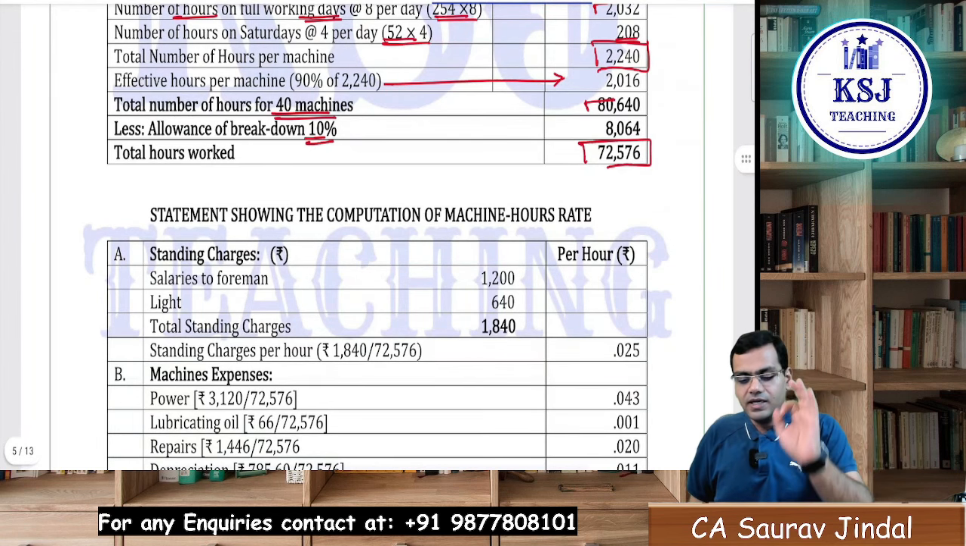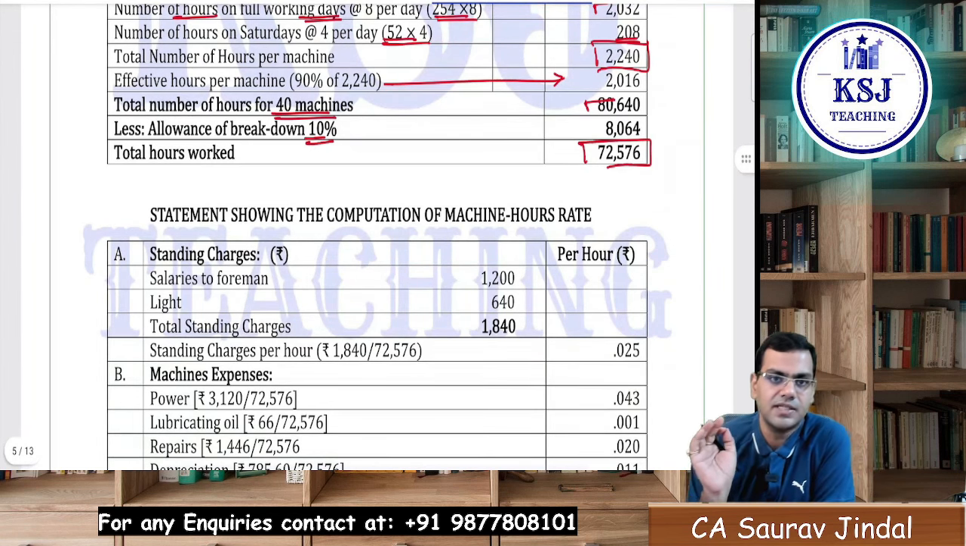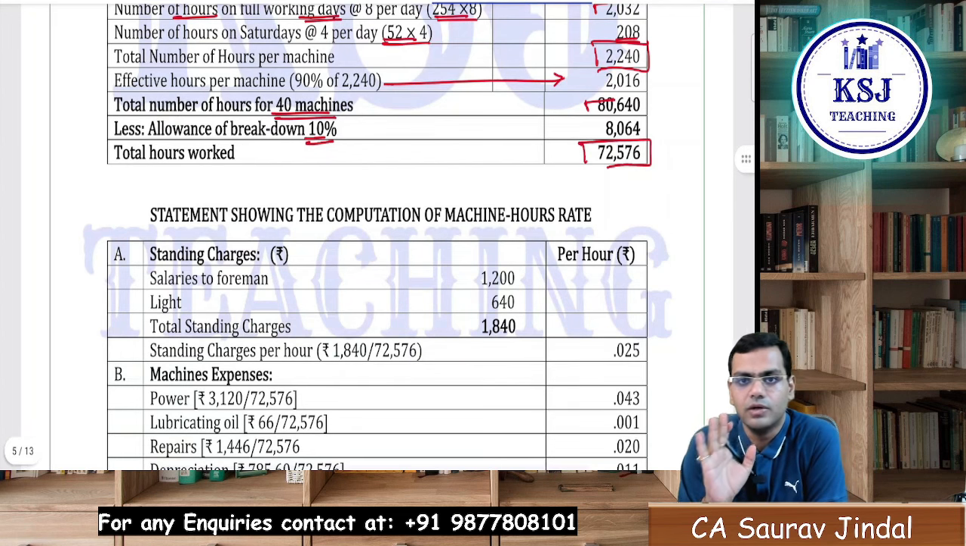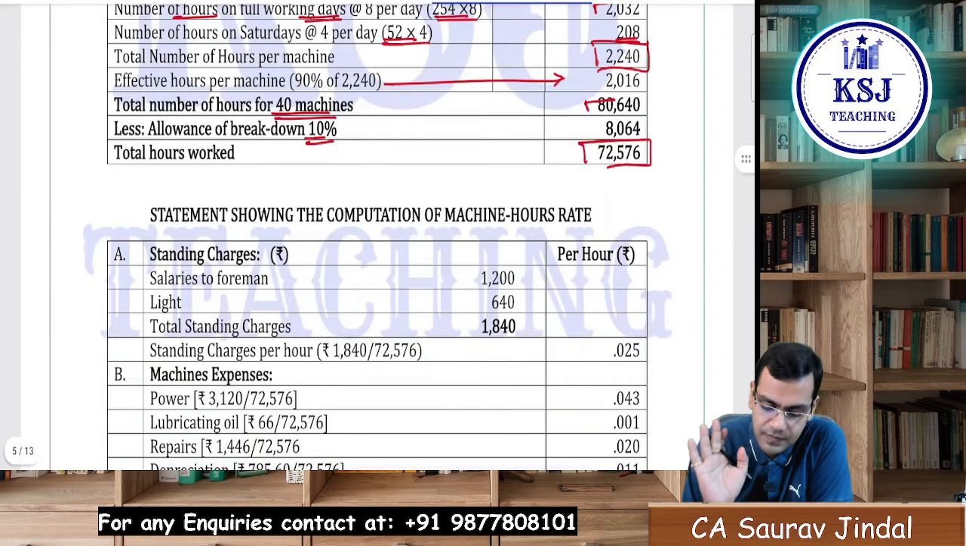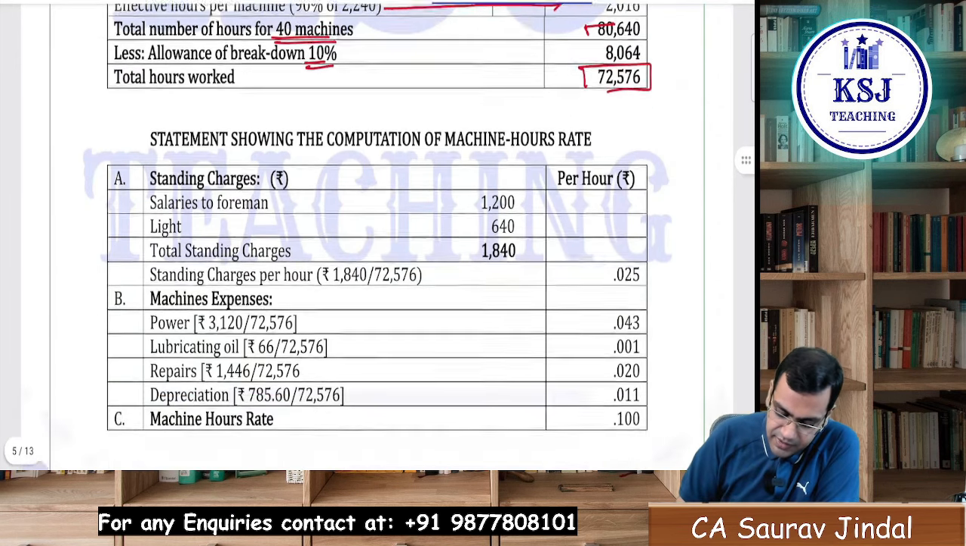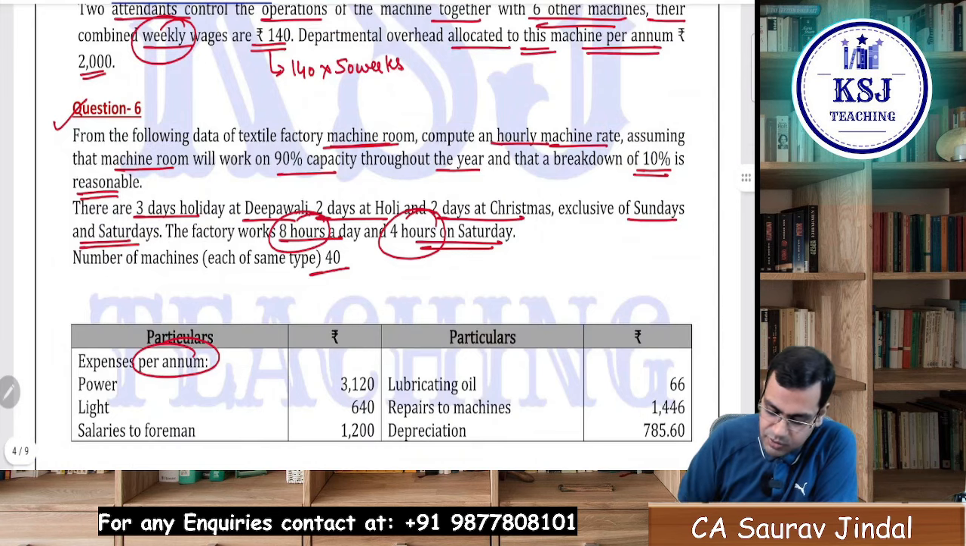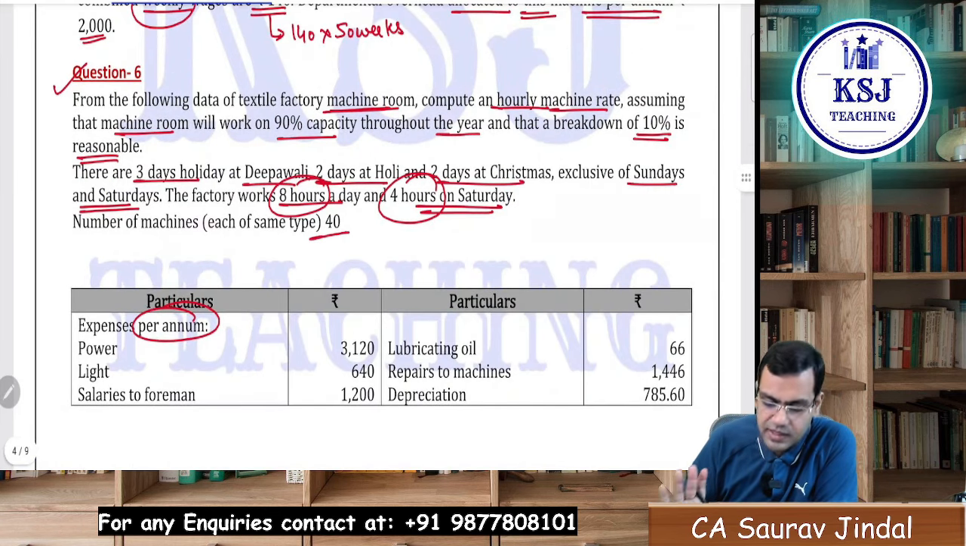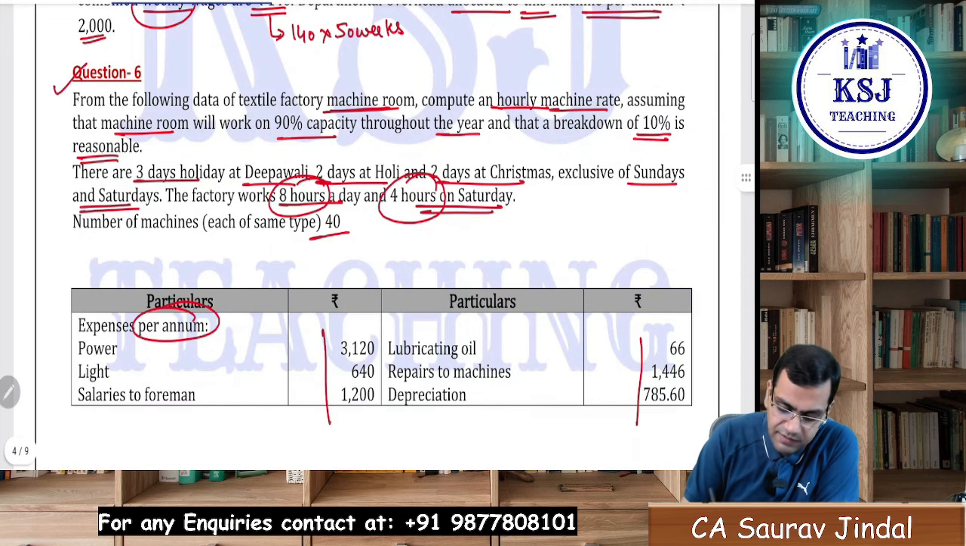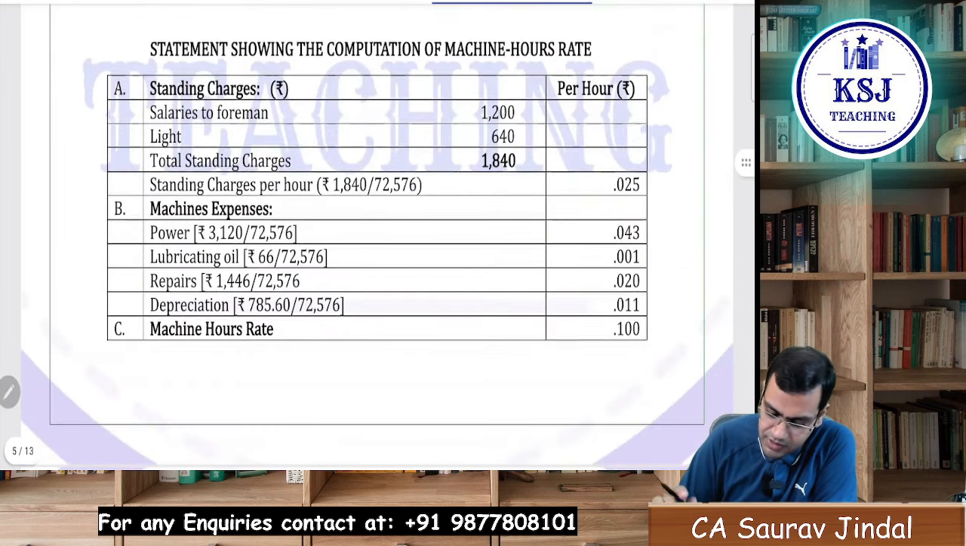If you are able to understand the effective machine hours calculation now, this is the most important point of this question. That's it. Clear? The rest of the things are pretty simple. Now this is being calculated for the whole year, right? So all the expenses given to you are divided by the machine hours. Very simple, right? Total standing charges, power, lubricating, repairs, depreciation, they have taken as machine expenses.